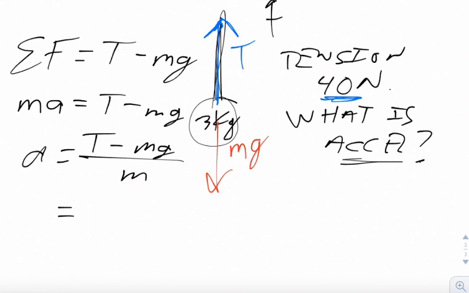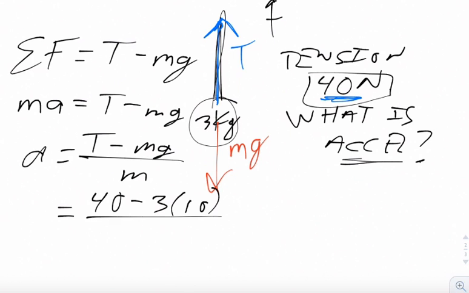Well, now I've got my unknown isolated, and so I'm ready to substitute. I'm given that tension is 40, m is 3, the gravitational field strength near the surface of planet Earth is 10, all over the mass of 3. Well, that's simply 40 minus 30 is 10 over 3. 10 thirds, of course, is 3.3 meters per second squared. And of course, I need to be careful and give a direction. In this case, I got a positive value. I've assigned up as positive, and so the acceleration is up.